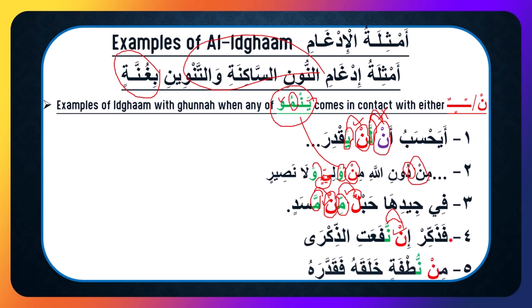And the next example we have: min nutfatin khalaqahu faqaddarah. When you look at this, it's the same example as what we've said, but then we have a tanween here. Since we know that every tanween has Nuun Sakinah, it's important for us to look at the next letter. The next letter here is kha.